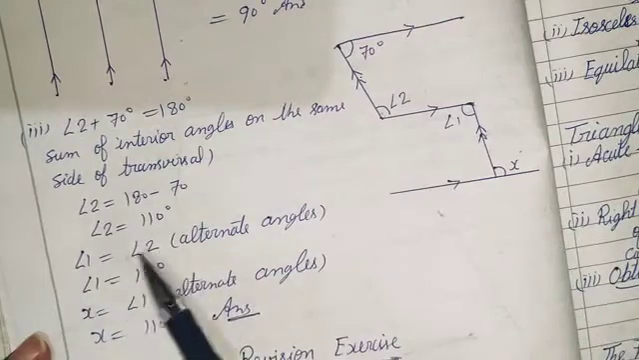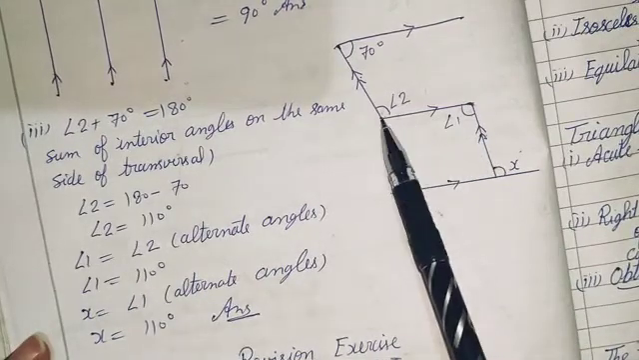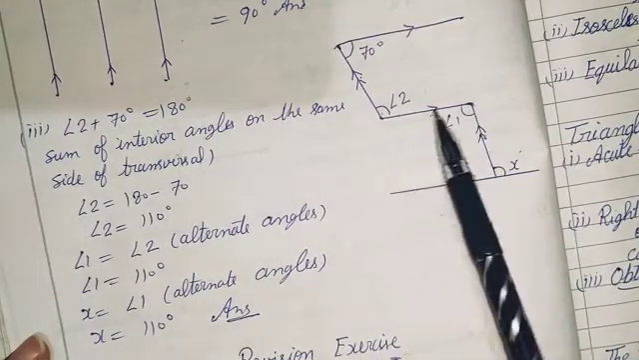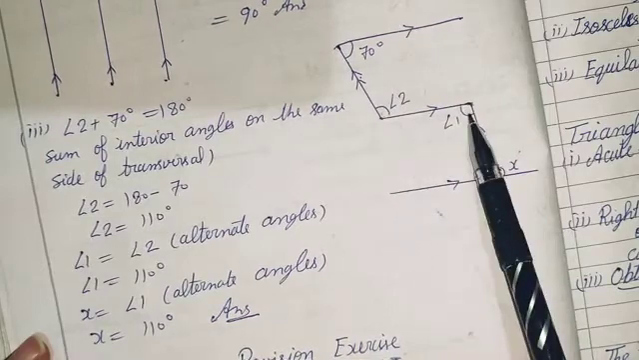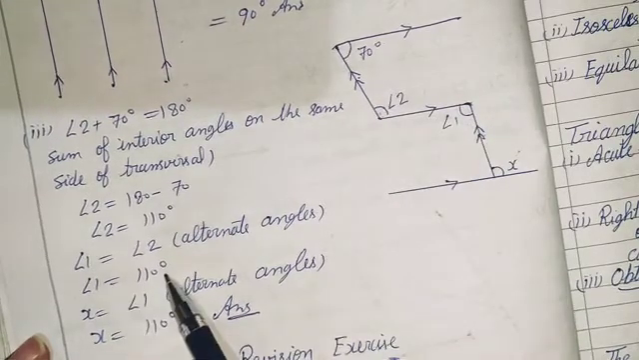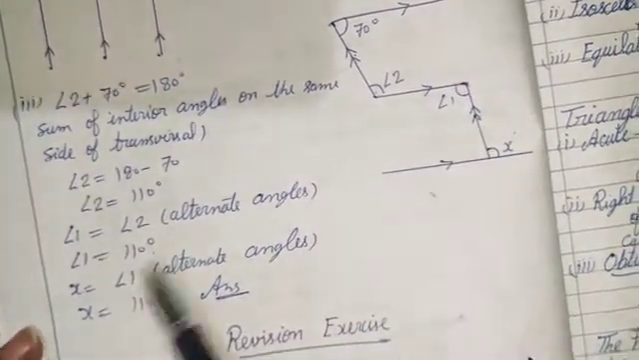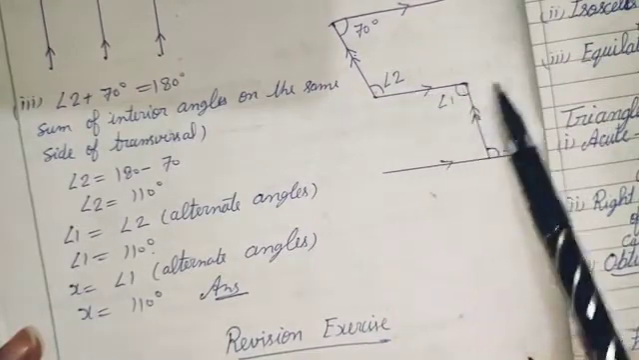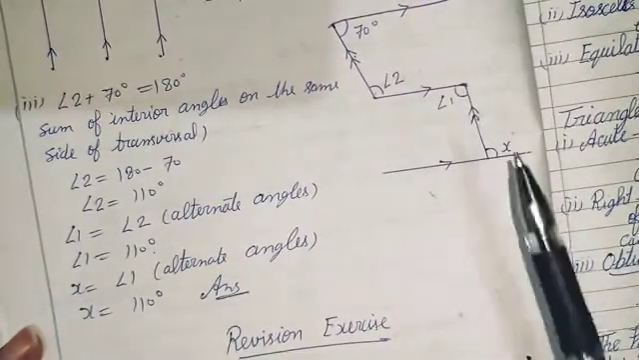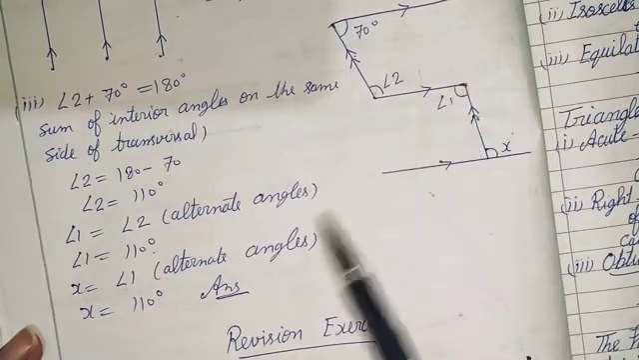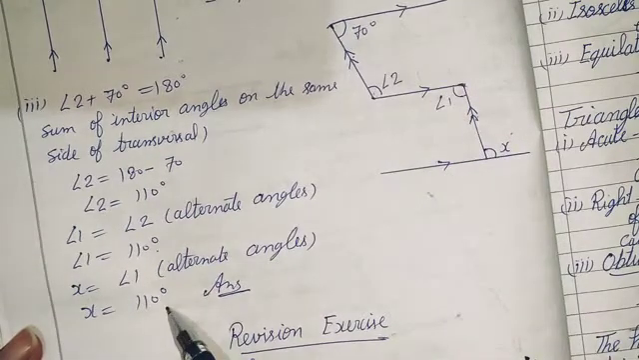And angle 1 is equal to angle 2. Since these are parallel lines, this is the transversal. So angle 2 equals angle 1, alternate interior angles. So angle 1 equals 110. And in the next step, x equals angle 1. These two are parallel lines, this is the transversal. So angle x equals angle 1, alternate angles, and it will equal 110 degrees.